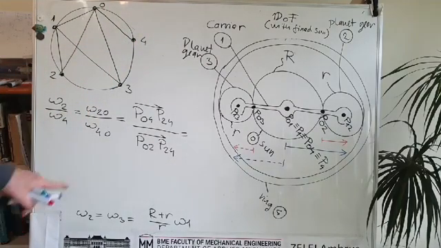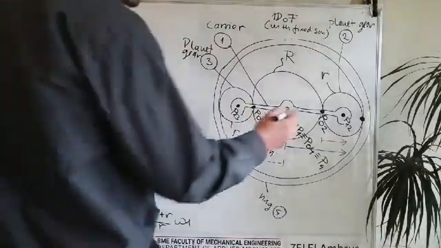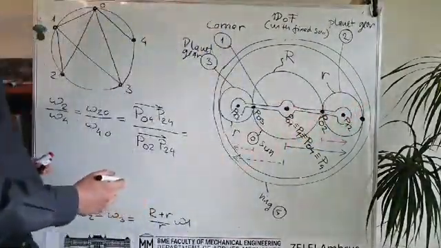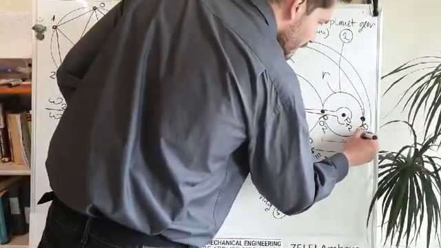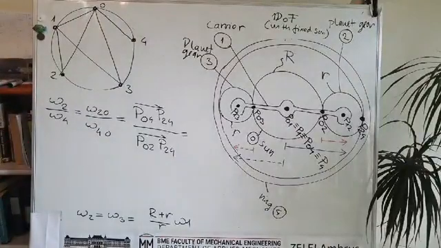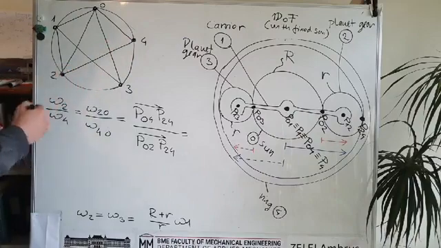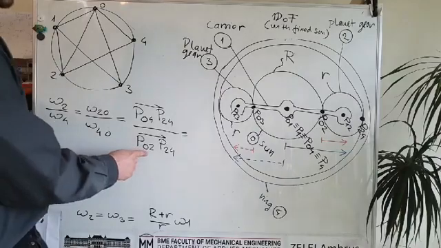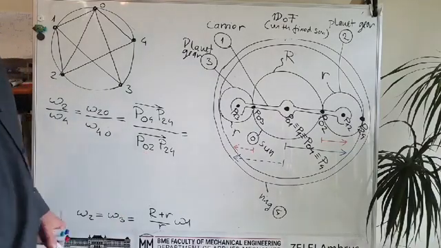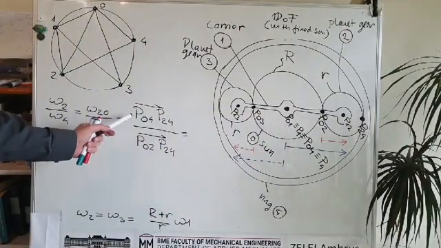Let's check if we know P24, and we said that yes, we can calculate the location of this point because they are touching each other. So the planet gear and the ring touch each other at this point. Here the velocity is equal for the two rigid bodies. So we already have P24, and what else do we need? We also need P02, which is already found. So that's fine. I think we have everything, right?